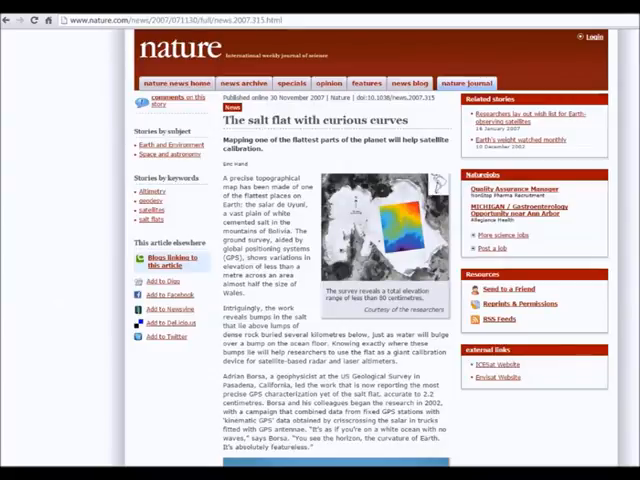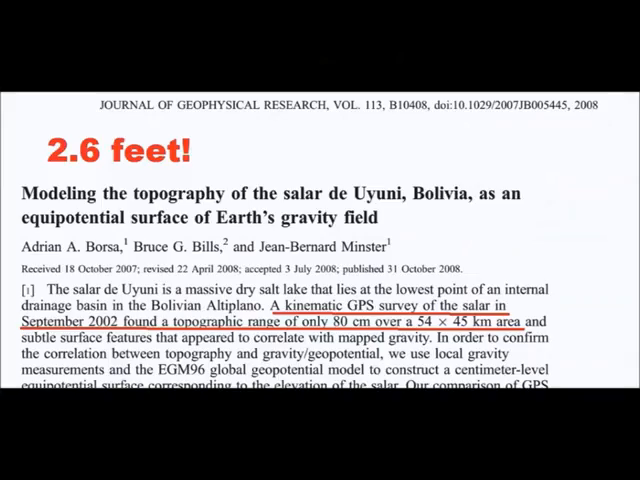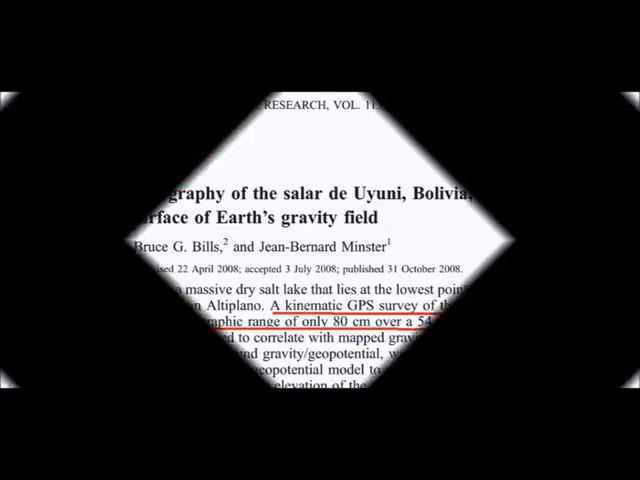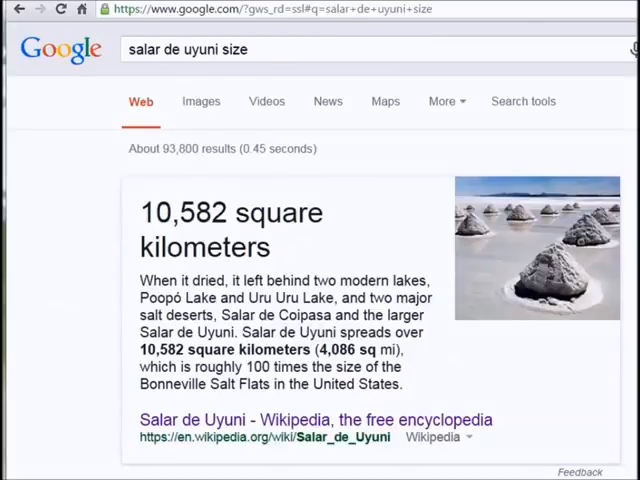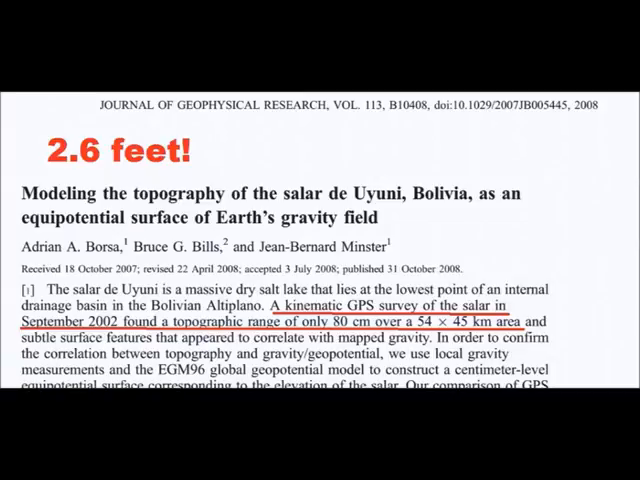And it is deemed to be the flattest place on planet Earth. It only varies by less than a meter in elevation differences, yet it's larger than many countries. Almost twice the size of Delaware, yet only about 80 or 90 centimeters of elevation difference across this huge expanse. Here's the Journal of Geophysical Research, volume 113, talking about how 80 centimeters difference in this entire area of elevation.